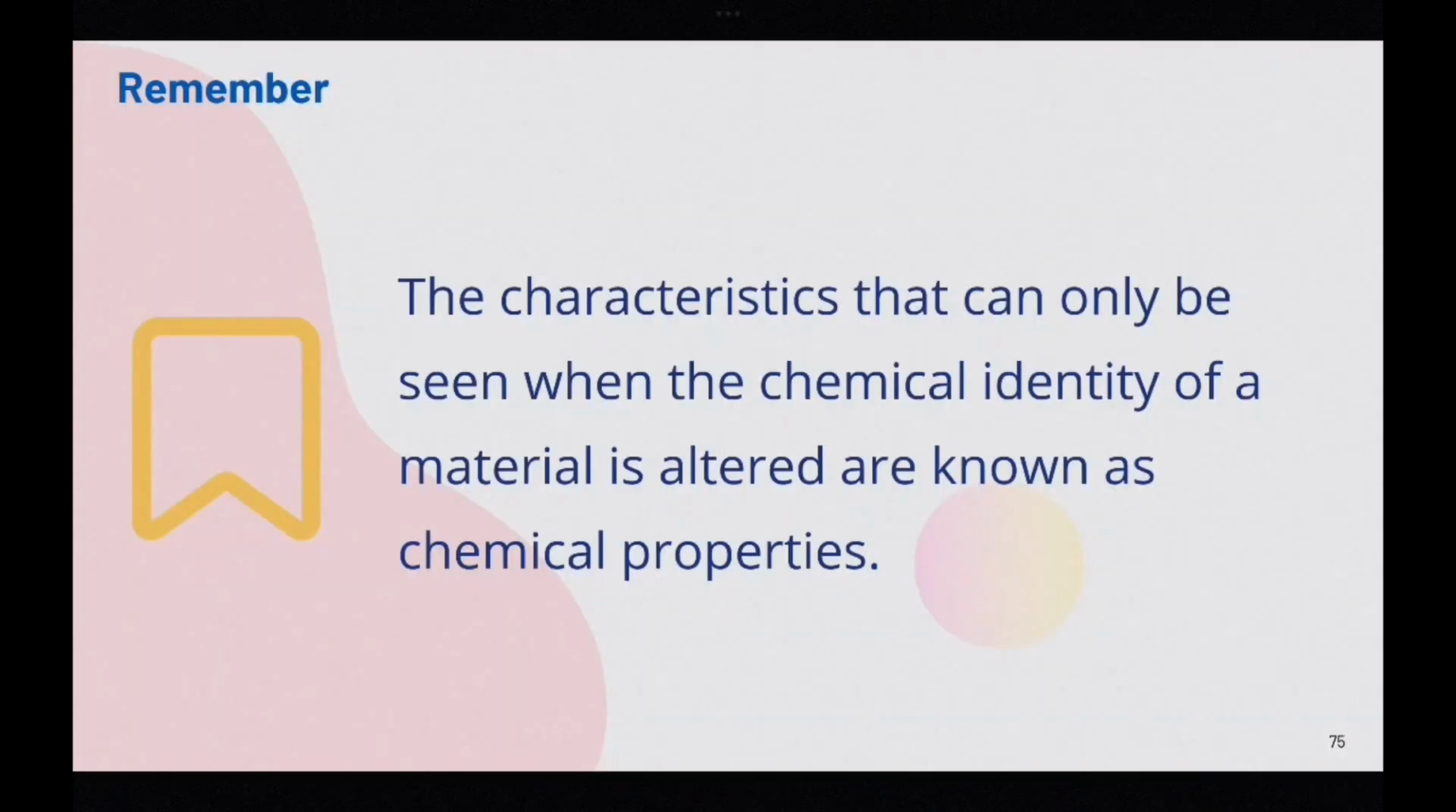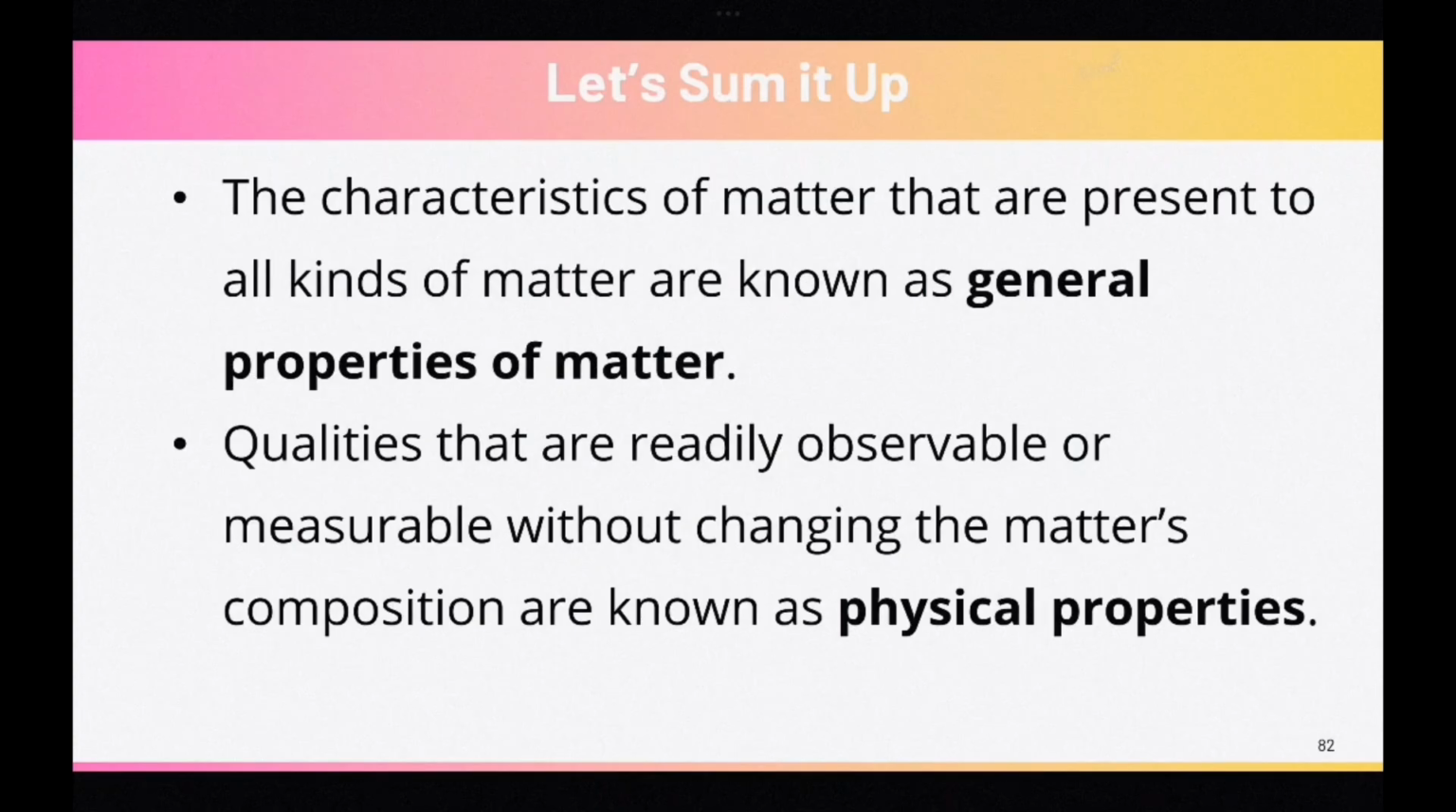Please take note that the characteristics of chemical properties can only be seen when the chemical identity of a material is altered. This is known as chemical properties. To sum it up, the characteristics of matter that are present in all kinds of matter are known as general properties of matter. The qualities that are readily observable or measurable without changing the composition are known as physical properties.